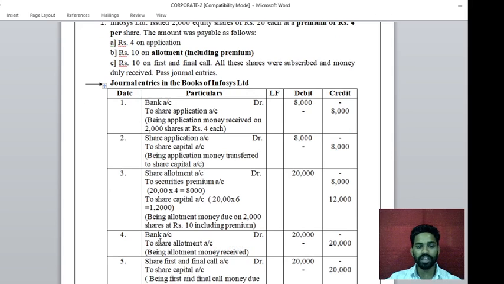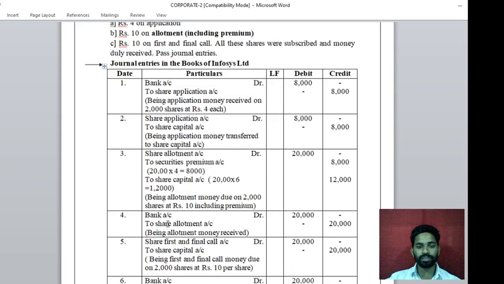Okay, so now see, bank account debit rupees 20,000 to share allotment account credit rupees 20,000. So being allotment money received. This entry is related to the allotment. Now see the last entry, the rupees 10 on first and final call.